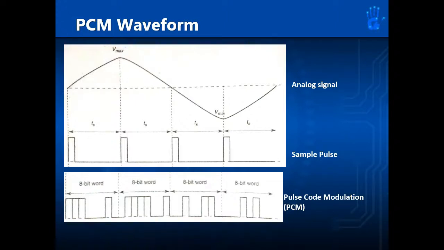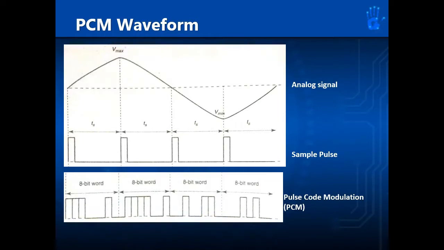Now let's take a look at an example of a PCM waveform. Again, we have our analog signal, which is a continuous sine wave. Next, we have our constant amplitude, constant frequency sample pulses. A pulse code modulated signal is generated.